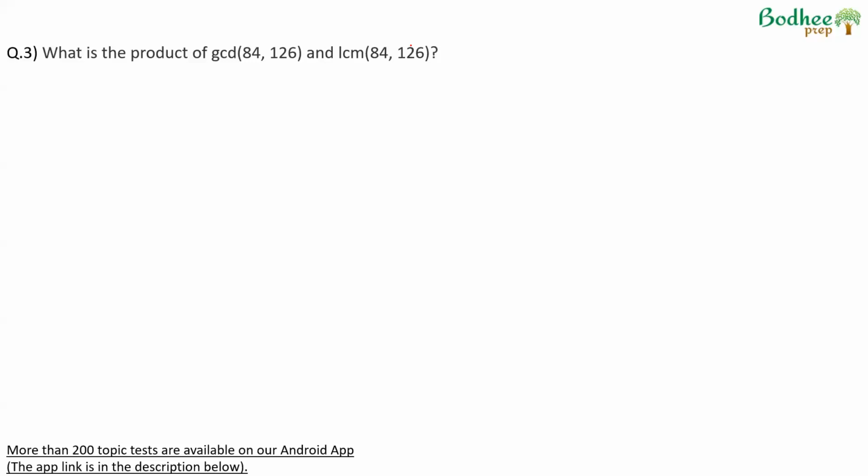What is the product of GCD or HCF of 84 and 126, and LCM of 84 and 126? So basically we have to find out GCD into LCM. Now for two numbers, we know that the product of HCF and LCM is simply the product of the numbers, and therefore the required product is nothing but 84 into 126.